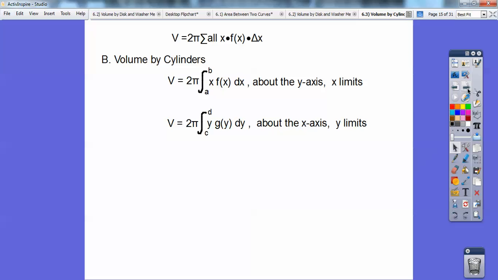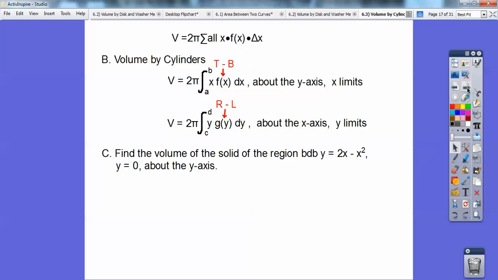All right, so let's try a couple of these. If it's y equals f of x equations, then we do top minus bottom. And if it's x equals y equations, then it's right y minus left y right there.